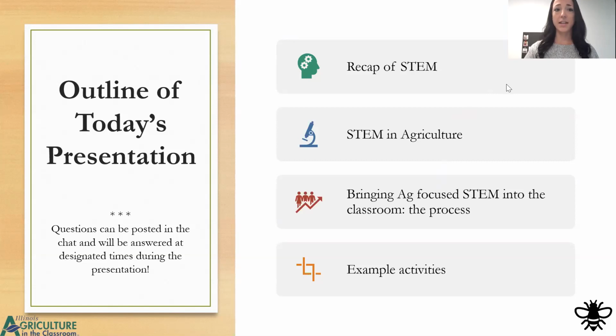I am not like a STEM professional. I did do a lot of STEM in my classrooms when I was teaching. I've been through some professional development and whatnot. So just keep that in mind as I'm going through this.